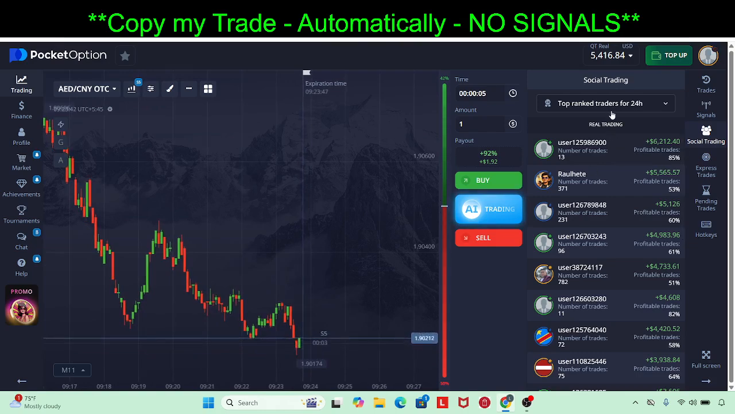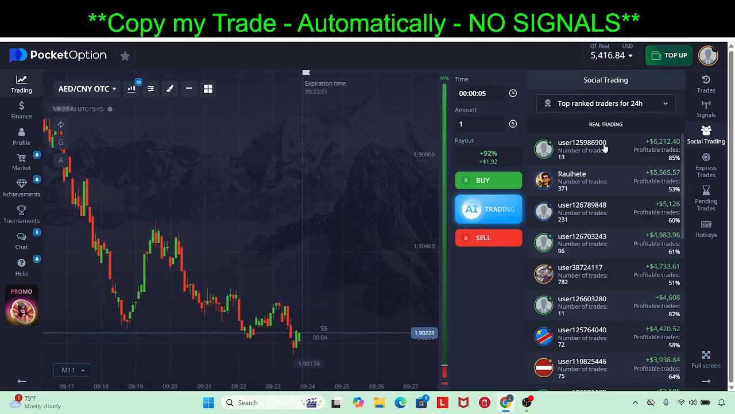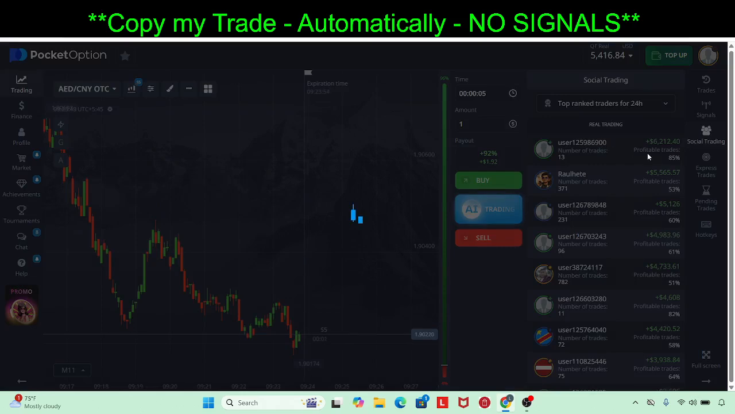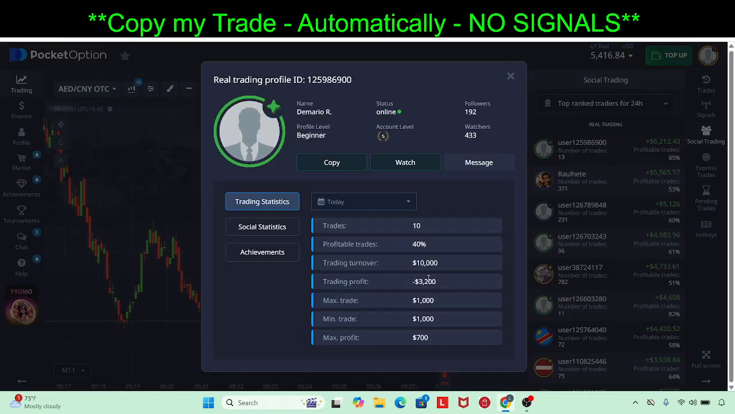Now you can see when you click on social trading and look at the top ranked trader for 24 hours, if you click on it, it's an 85% win rate, but there is a loss in today's result. This trader has made a loss, and his max and minimum trade is $1,000. So he has traded only $1,000 per trade, consistently with that amount.